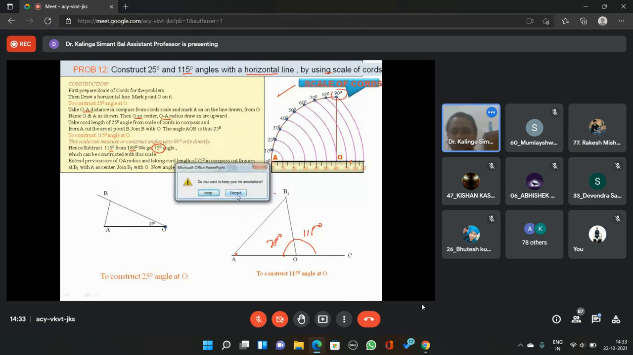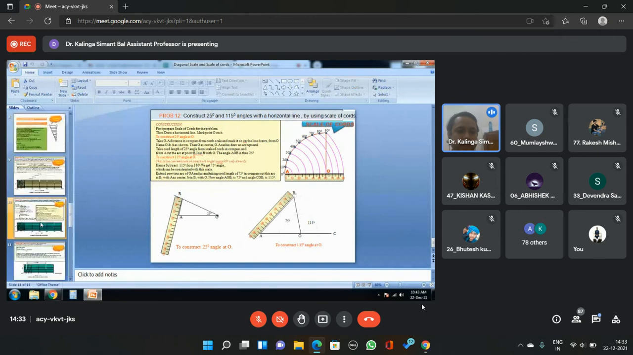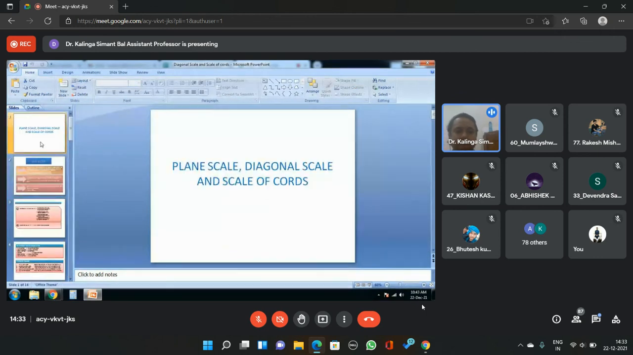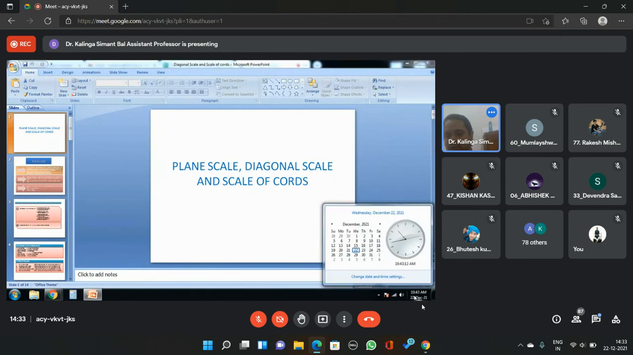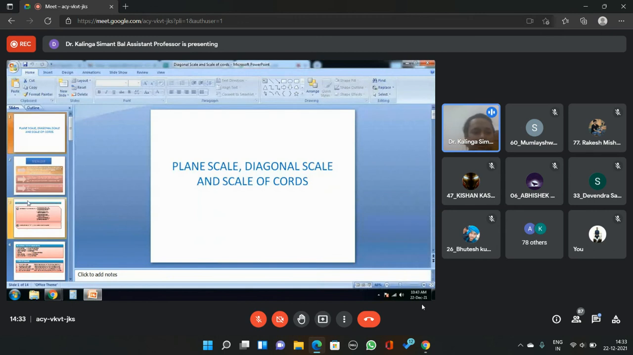So this one was related to all the plane scales and the dimensions. So I guess you will be given some assignments that you have to complete before the next class. That will be on 29th. So you have to submit your assignments before that. You may be getting some assignment in the classroom.